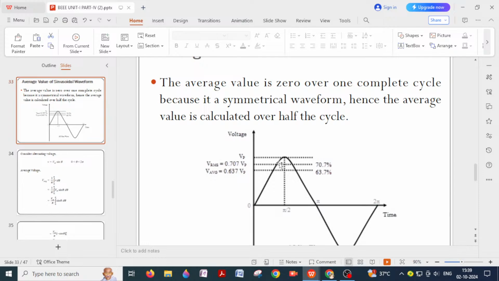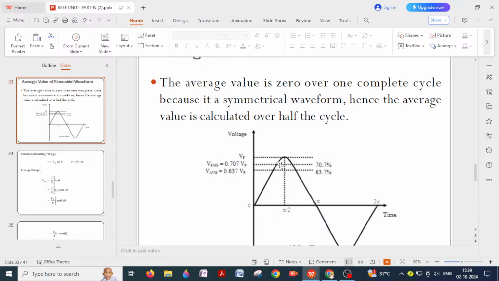So Vm sin theta. Instead of Vm, I can write Vp. It doesn't matter. Vm, the maximum value, is a constant value. Therefore you can keep Vm aside, so you will get Vm by pi integral of 0 to pi sin theta d theta. So the average voltage formula is Vm by pi times the integral of sin theta d theta, where the limits are from 0 to pi.